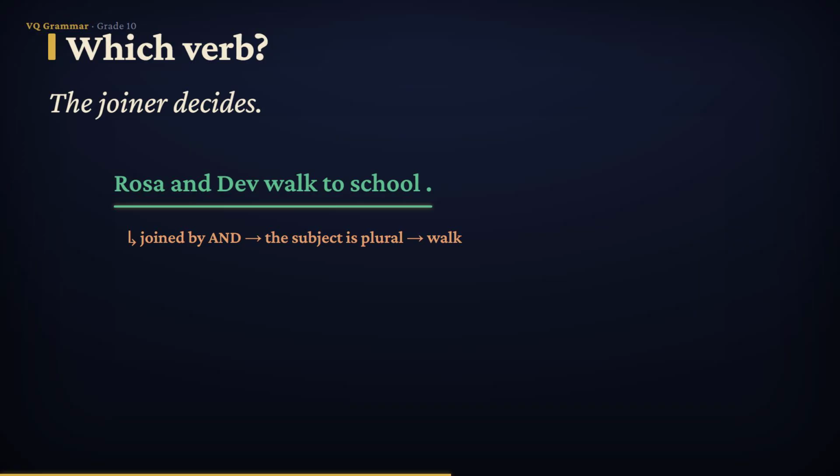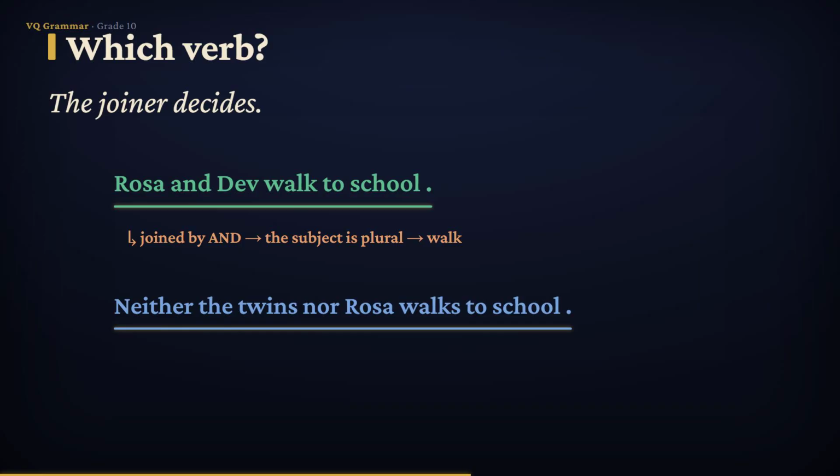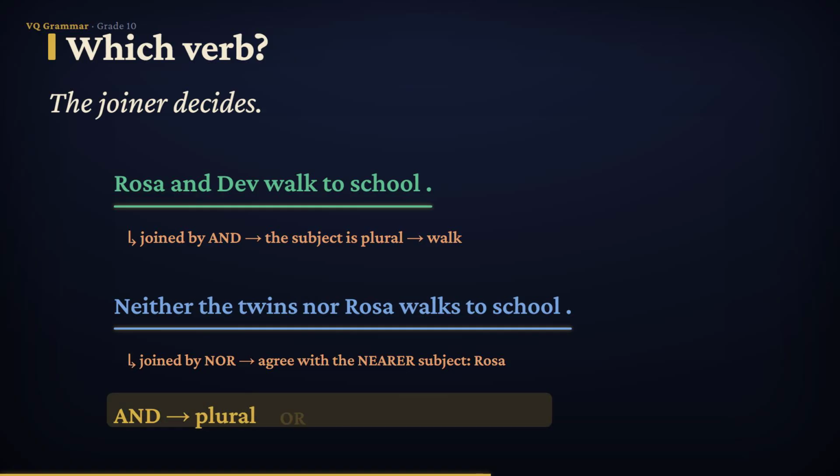Walk with no S because two of them are walking. But when the joiner is or or nor, you are not adding anything up. You are offering a choice. So the verb agrees with whichever subject sits nearer to it. Neither the twins nor Rosa walks to school. The nearer subject is Rosa, and Rosa is singular, so the verb takes the S. Walks. Simple rule to hold on to: and gives you plural, while or and nor send you to the nearer one.